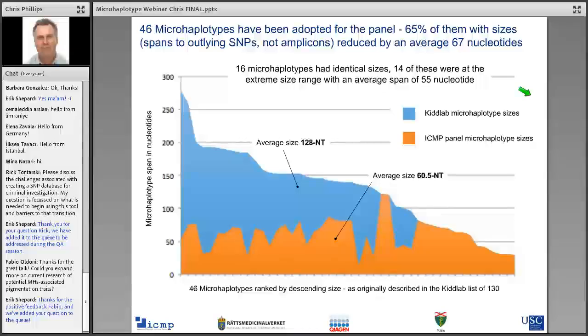So with the size reduction, we were careful to try and preserve as much as possible of the informativeness, but we decided that it was really a good idea to actually try and reduce the span. So that's the distance between the two outlying SNPs as much as possible, because we knew that the primers were not likely to be completely close to the microhaplotype span and be some distance apart. So the actual amplicon size could potentially be much longer than maybe 150 to 200 base pairs or nucleotides. So we really wanted to make sure that we could avoid very, very long amplified fragments. So this is really how the size reductions looked.